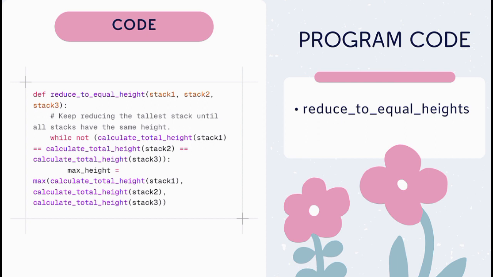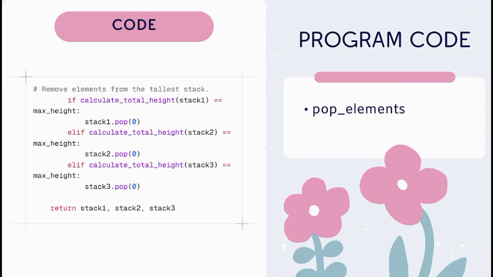reduce_to_equal_height. This function reduces the heights of the stacks by removing elements from the tallest stack until all three stacks are of equal height. It works in a loop. It calculates the total height of each stack and compares them. The stack with maximum height has its first element removed using pop with the index of 0. This continues until all stacks have the same total height.